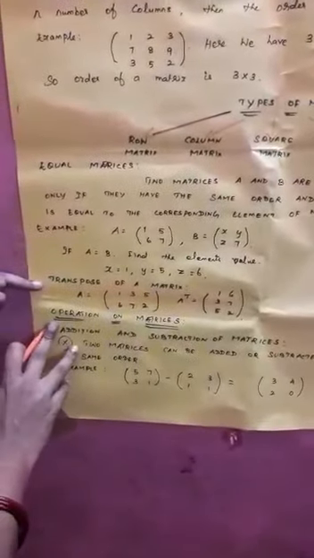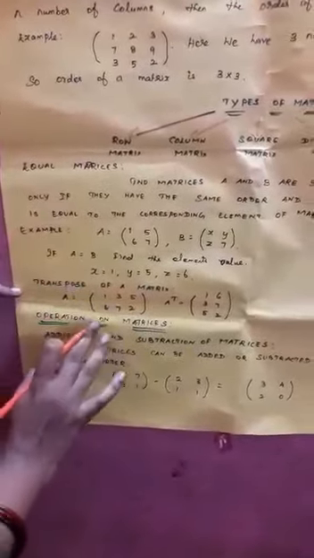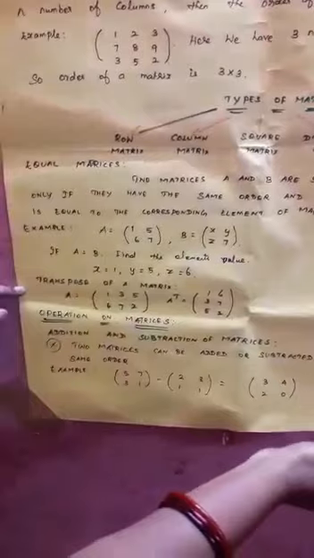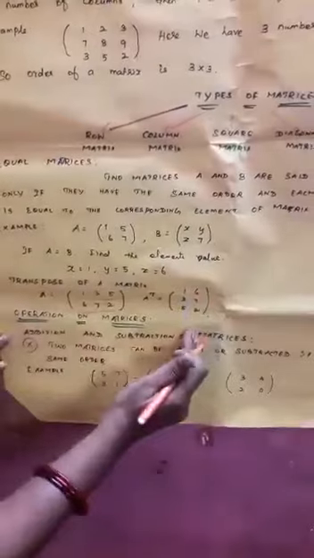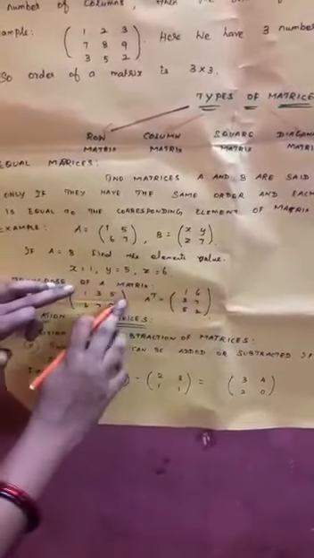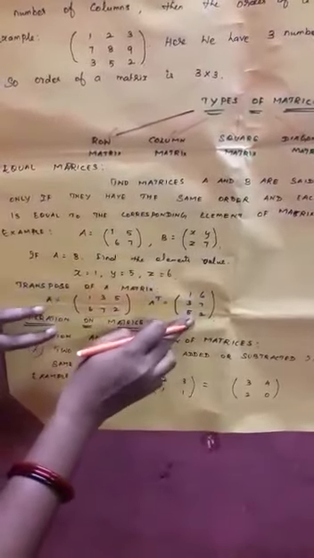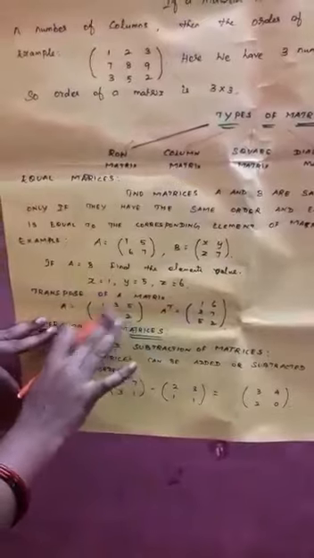Now the next one, transpose of a matrix. What is meant by transpose? It is nothing but interchanging the rows into columns or columns into rows. That is nothing but the transpose of a matrix. We will see one example. A is equal to 1, 3, 5, 6, 7, 2. What is the A transpose? I am going to change this row as a column. So 1, 3, 5 is row wise, I am going to write it column wise. And 6, 7, 2 is row wise, I am going to write it column wise. So the transpose is nothing but interchanging the rows into columns or columns into rows. That is nothing but the transpose of a matrix.